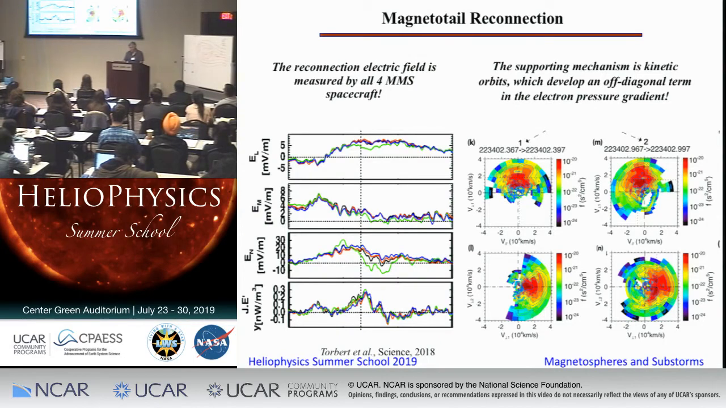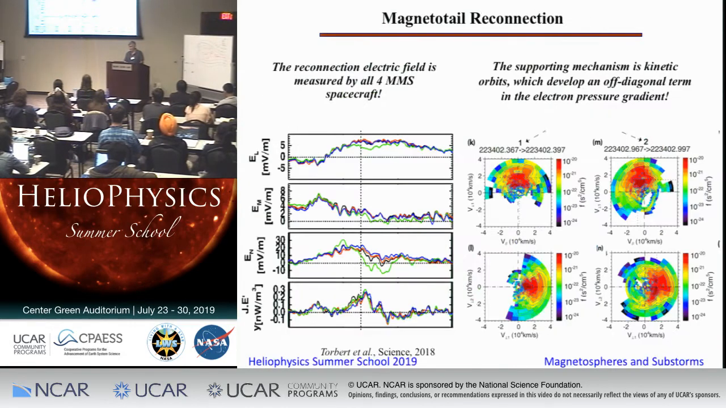Okay, same thing, same idea. We actually measured the reconnection electric field in this one. This is the first time ever somebody's measured a reconnection electric field in the reconnection electron diffusion region. And we snap the electrons at the same time. Same thing. Off diagonal gradient of the electron pressure.